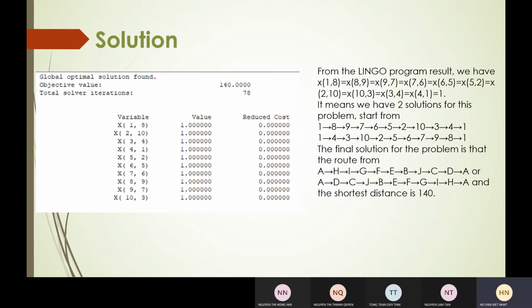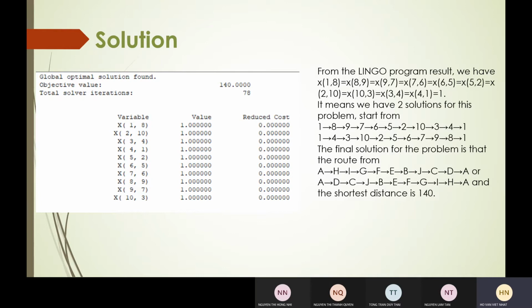We will start from 1 to 8 to 9 to 7 to 6 to 5 to 2 to 10 to 3 to 4 to 1, or we will move from 1 to 4 to 3 to 10 to 2 to 5 to 6 to 7 to 9 to 8 to 1. And final solution for the problem is that the route from city A to city H, I, G, F, E, B, J, C, D, H, or A, D, C, G, B, E, F, G, I, H, A. And the shortest route of our problem is 140.